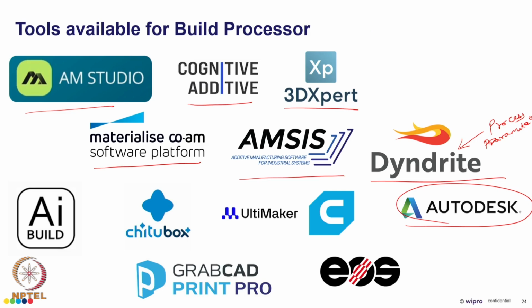Like AMSys and Dintrite, we have players like Ultimaker Cura, who basically works for FFF technology, but for any machine manufacturer, and Chitubox, who works for DLP or SLA technology, again they work for any machine manufacturer. But here also we have GrabCAD Print Pro, who works only for Stratasys based machines, and that means in their setup itself they might have multiple technologies, for that also they will work. And in the same way for EOS, they have LPBF technology, and they generate code only for EOS based machines.